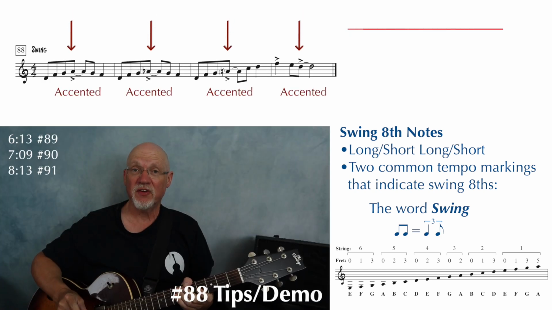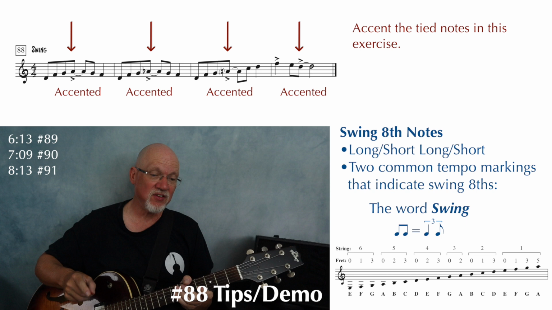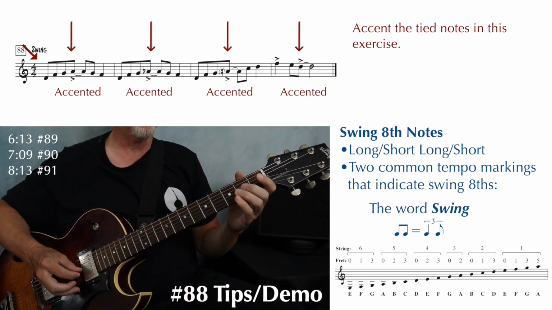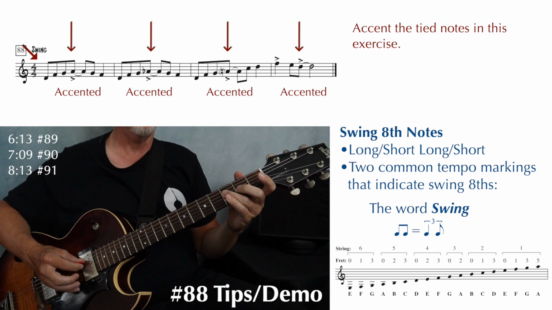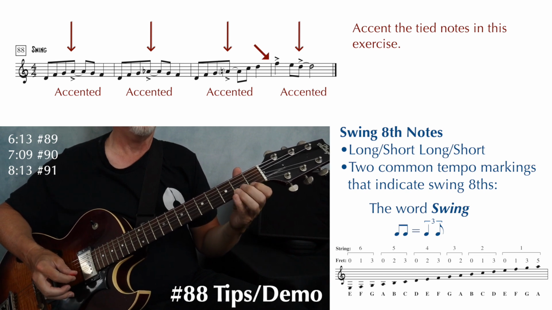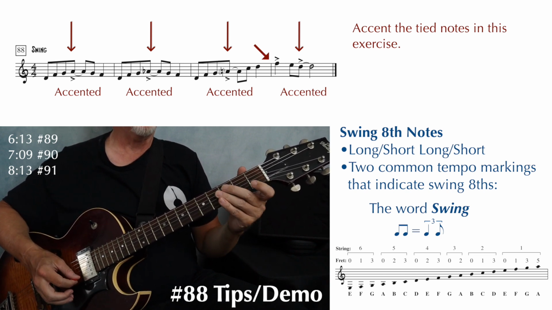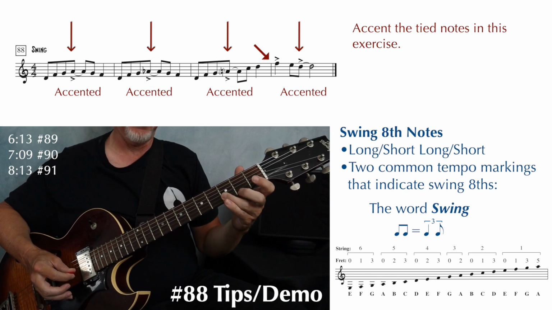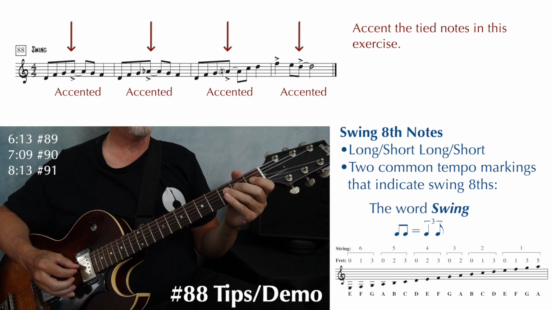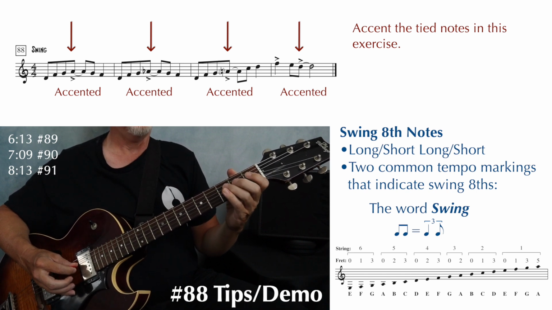Number 88, watch for the ties. Also watch for the B flats versus A naturals. The rhythm here is going to be 1 and 2 and 3 and 4. That last measure, 1, 2, and. 1, 2, 1, 2, 3, 4.